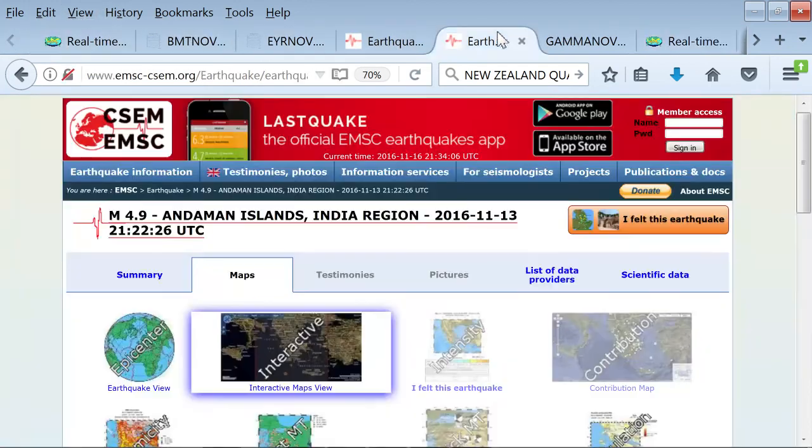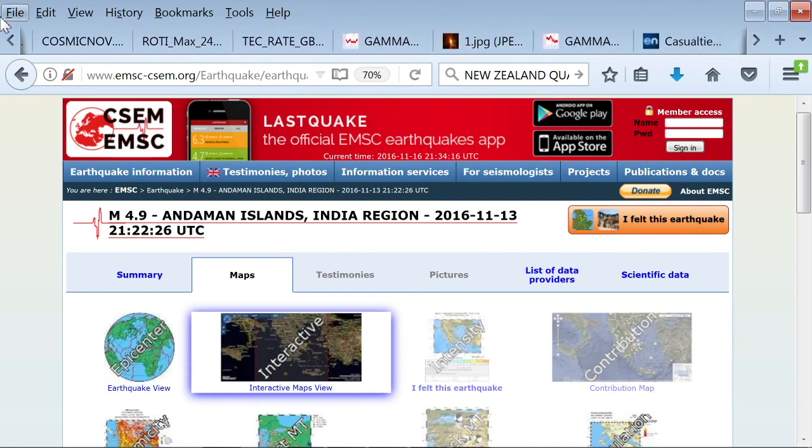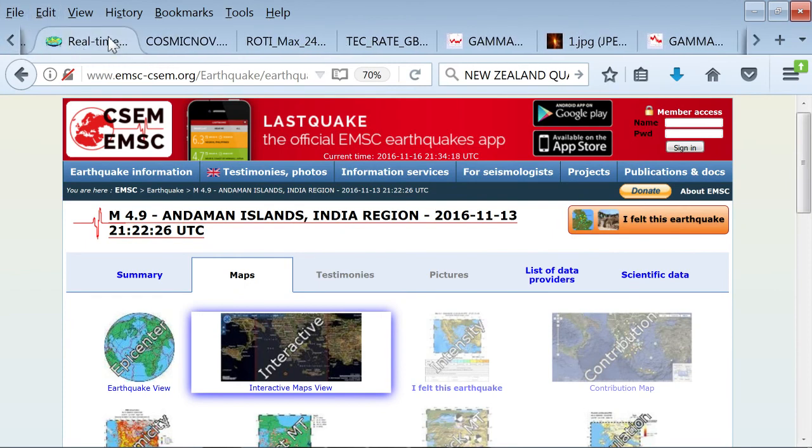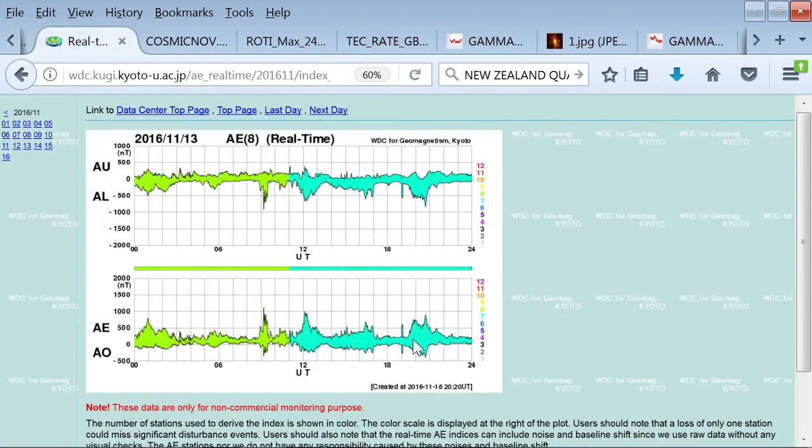There was also another earthquake on November the 13th in India, at 21-22. So there was also solar induction going on just before that earthquake as well.